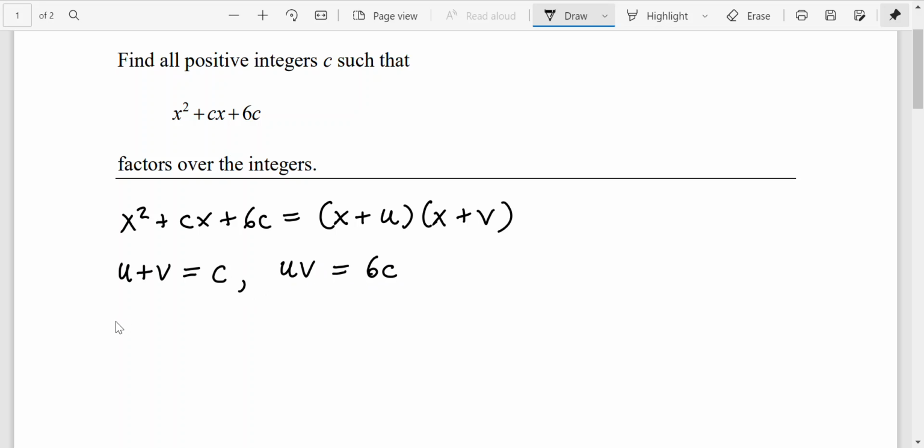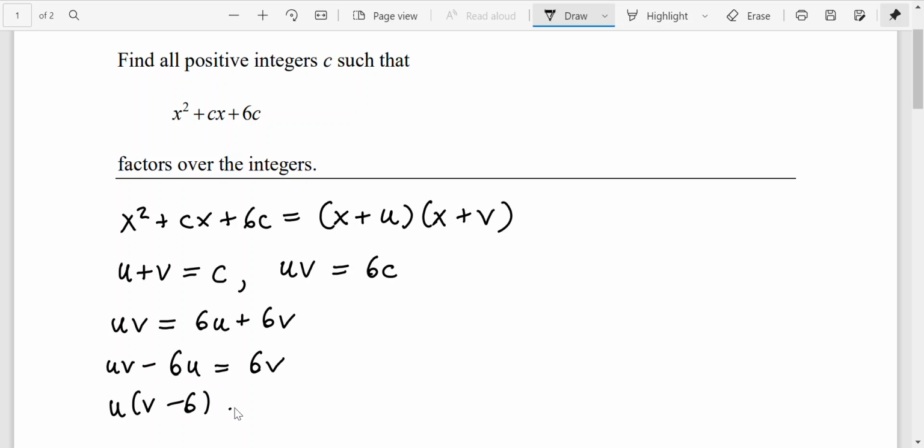Well, putting those equations together, we discovered that uv is equal to 6u plus 6v. So we're looking for integers u and v that satisfy this last equation. In order to do that, what I'm going to do is solve this equation for one of the variables in terms of the other. For example, let's solve for u. Here I'll factor out a u, and then I'll divide.